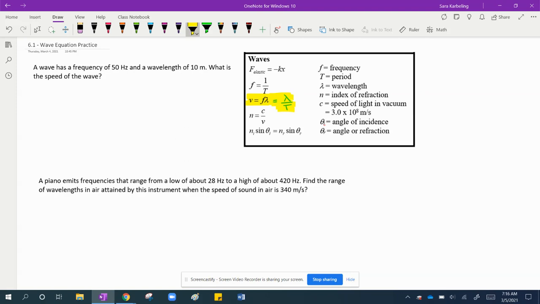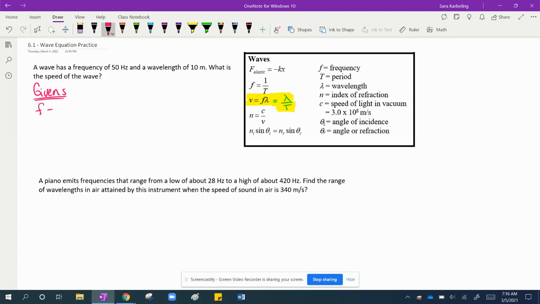This first one says a wave has a frequency of 50 hertz and a wavelength of 10 meters. What is the speed of the wave? Compared to some of the calculation problems that we've done this year, these are pretty straightforward, but we just want to make sure we've got it. So here we go. We're going to write down our givens, which is a skill that you have mastered at this point, I hope.